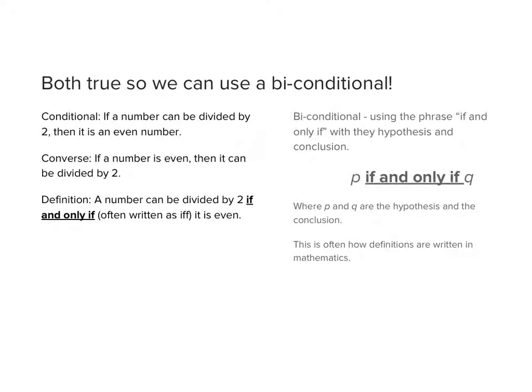So here is what we just had. As a biconditional and as a definition, here's what it would be. A number can be divided by 2, my hypothesis, if and only if, shorthand would be this, it is even. That would be the Q. In general form, the big idea, using my phrase if and only if implies that it goes forwards and backwards, and that is true both ways.